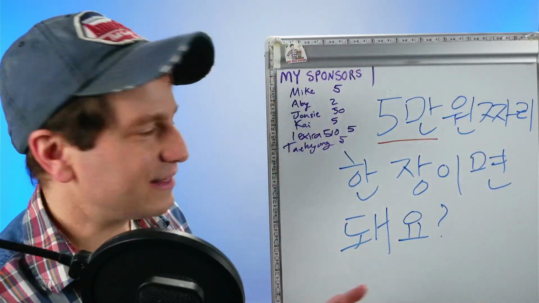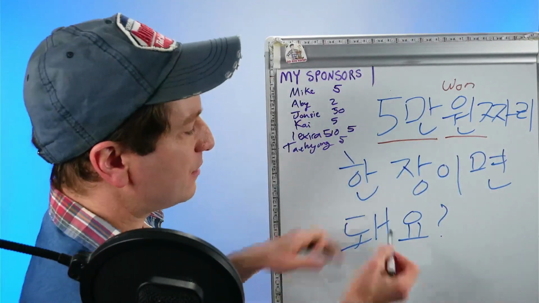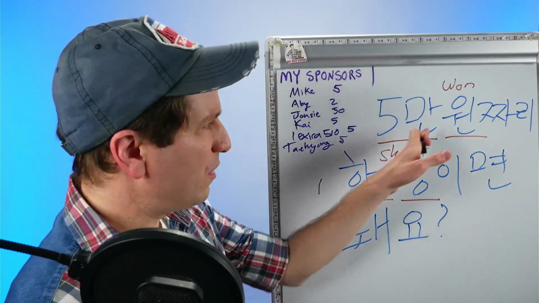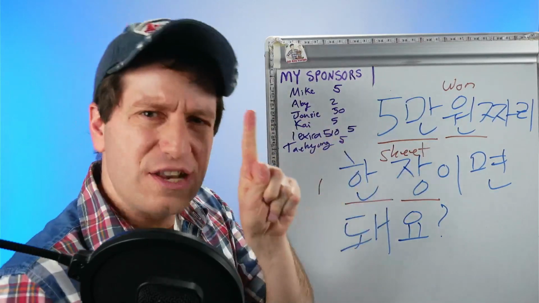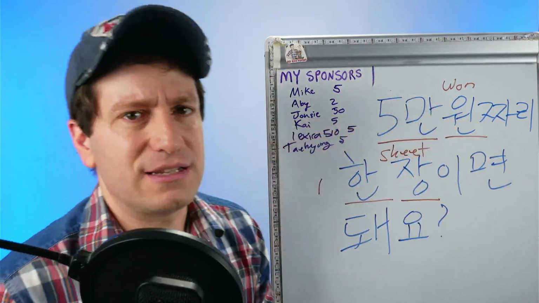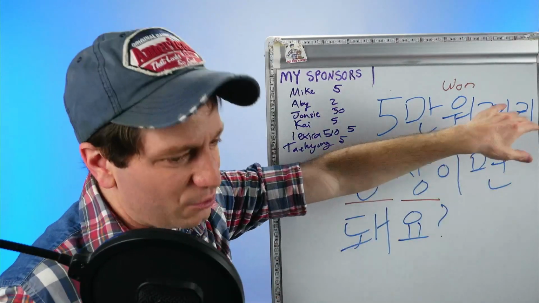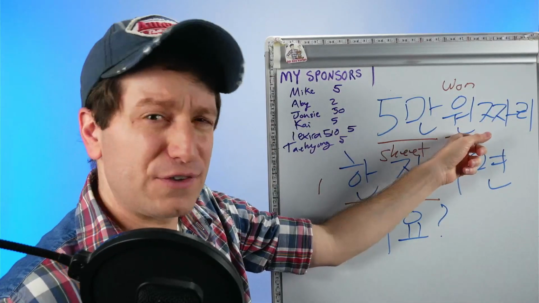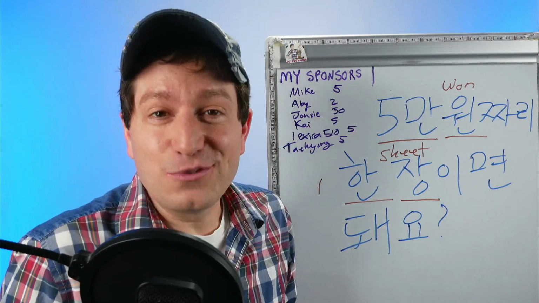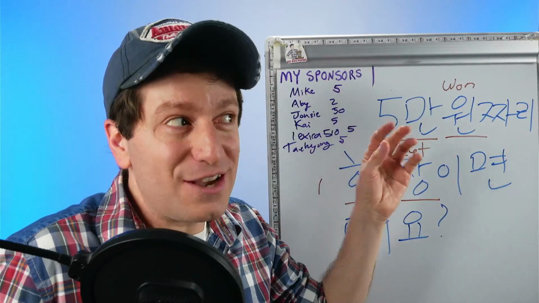5만. Again, 만 is 10,000, so 5만, 5 10,000s is 50,000. 1짜리. 한, as in one, 장. So like pieces of paper. So like one sheet. So a 50,000 one sheet. We actually don't even need this to understand what 5만 원짜리 means. Again, look at the literal meaning. 짜리. Something that's worth, or an amount of, or a number of. In this case, something that's worth 50,000 won. Well, what else is worth 50,000 won besides a 50,000 won bill? So something worth 50,000 won is also just a 50,000 won bill.